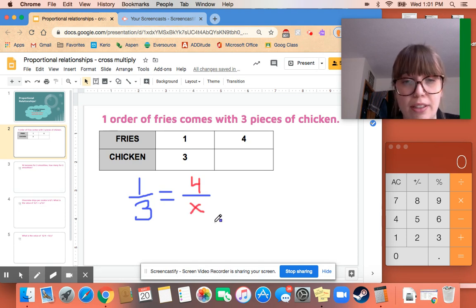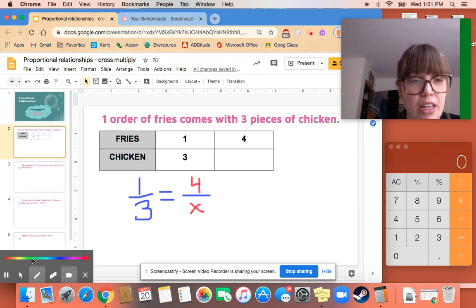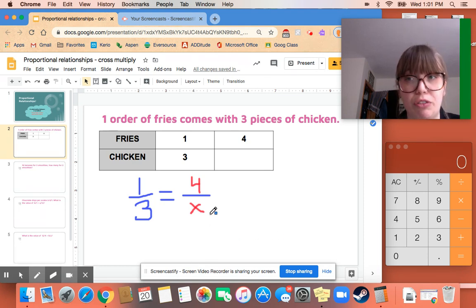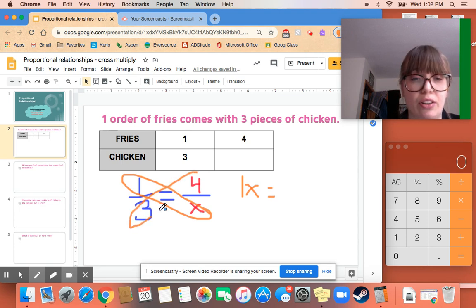Let's just do x. Now to solve this, I am going to cross multiply. This is an old thing that we've learned and reviewed, so I'm going to go through it kind of quickly. To cross multiply, you take the numbers that are diagonal from each other and they're multiplied together. So 1 times x is just 1x, and we're going to set that equal to the other numbers that are diagonal, and we multiply those together. 3 times 4.